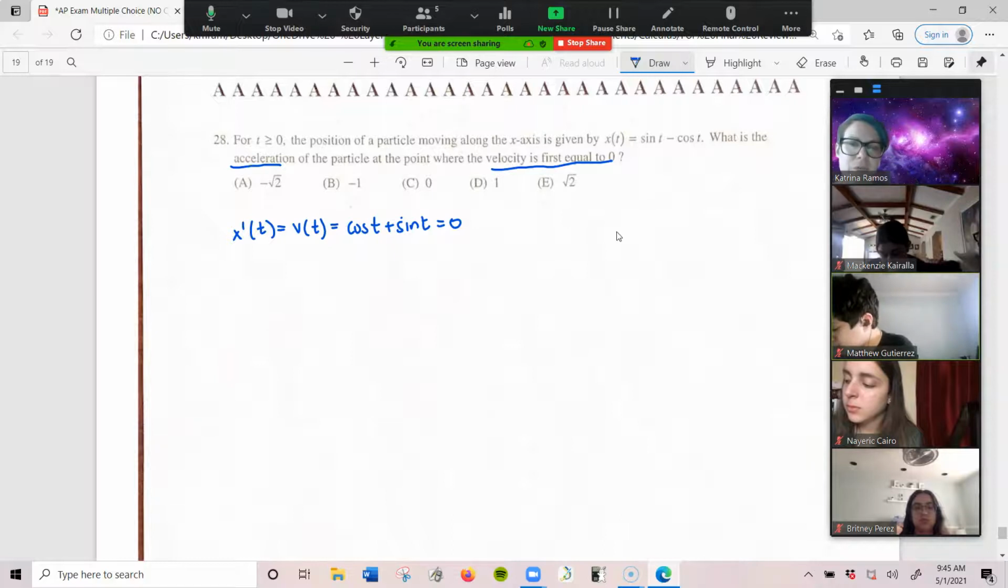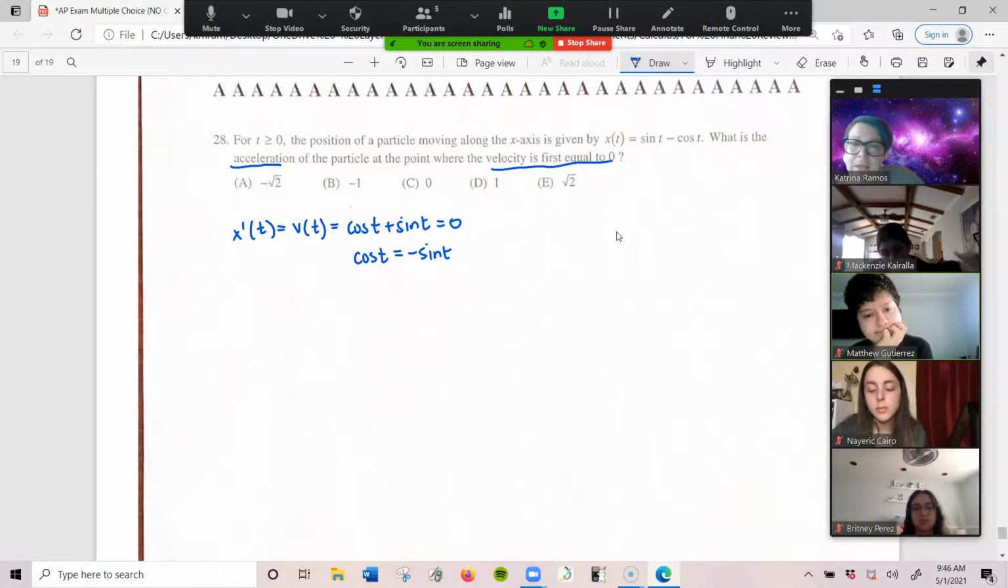Now this is where it gets a little tricky. So we need to figure out the value of t. So what I could do here is I make cosine t equal to negative sine t. I just subtracted the sine over to the other side. So the angle of t needs to be an angle where cosine and sine are equal, right? Because if they're equal, then we're good. You know what I mean? Does that make sense? Okay, so you have to think of what angle are cosine and sine the same value?